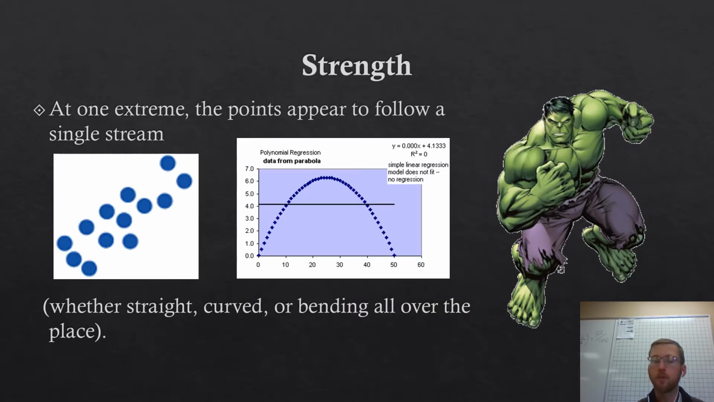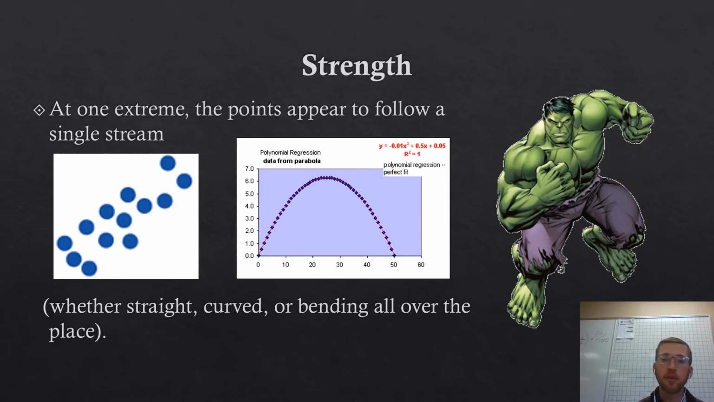So up to this point, we've talked about direction. Is it a positive pattern or is it a negative pattern? We've also talked about the form. So is it linear? Is it nonlinear? The next thing we have to talk about is strength. So strength refers to how compact or how clear our pattern is within our scatter plot.